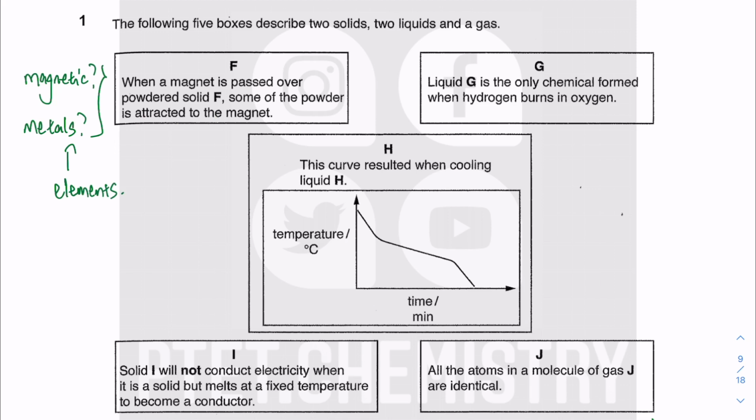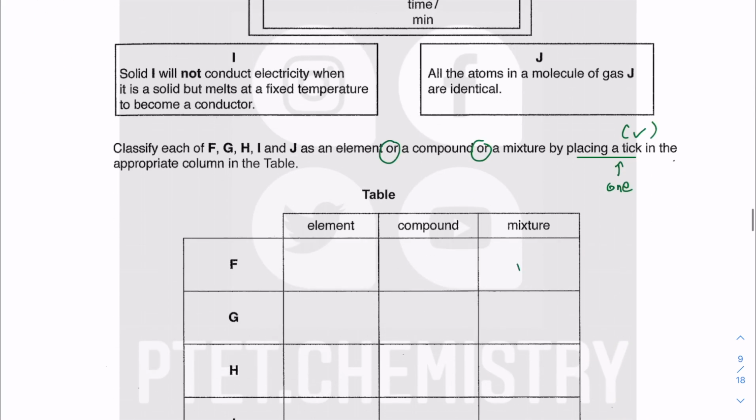And what are they saying? However, what do we have here? They say some of the powder, not all of the powder. So even though metals are elements and any metal will be attracted to the magnet, not all the powder is attracted to the magnet, that means we have got metal plus something else. So there is not going to be a pure element because not all of it is being attracted to the magnet. So we're looking at this being a mixture. Therefore, F must be a mixture there.